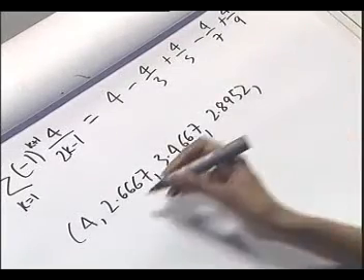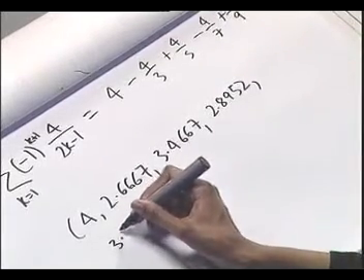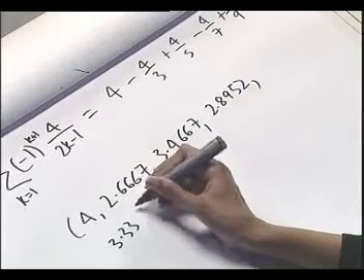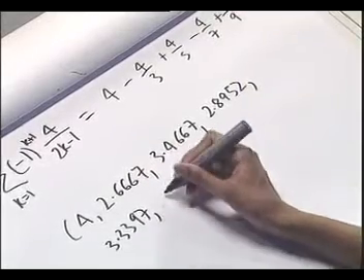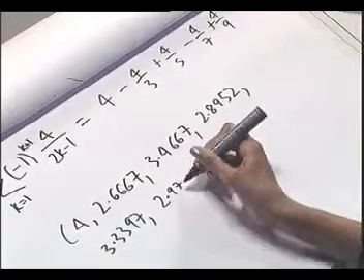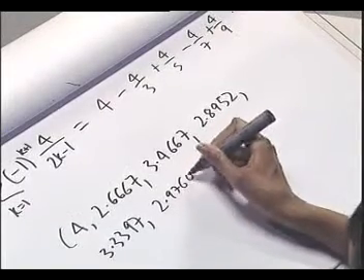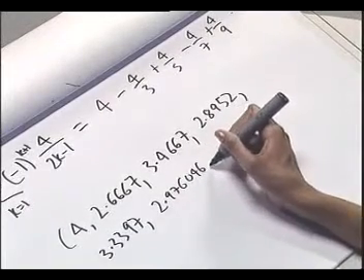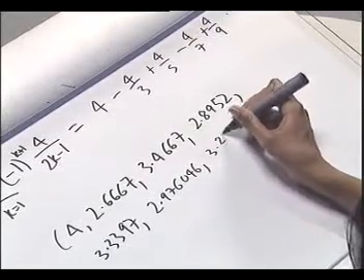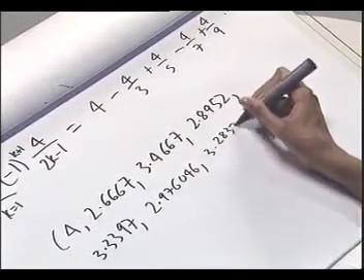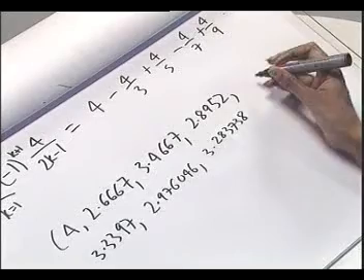The next one is 3.3397, that goes on as well. Then 2.976046, and so on. And I'll do one more, that's 3.283738.